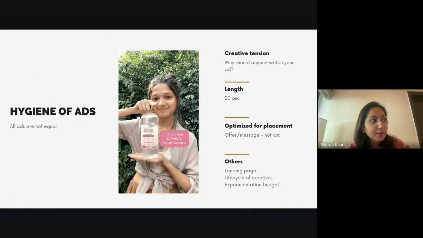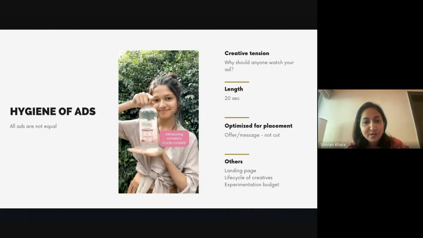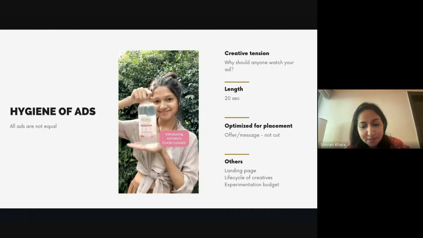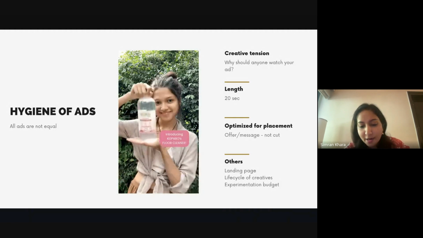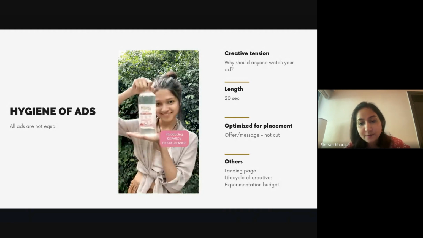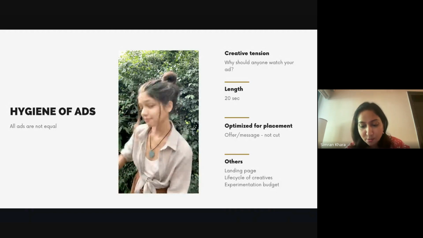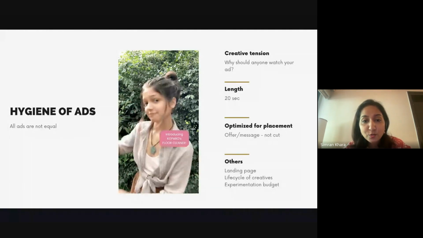Now, you don't have to be an award-winning film director to understand creative tension. Creative tension is very simple. कि 20 सेकंड का आपने ad बनाया, why should I watch beyond the first 3-4 seconds? Because that's the biggest drop-off point, right? The first 2-3 seconds, that's when the drop-off happens. Why should you watch it?